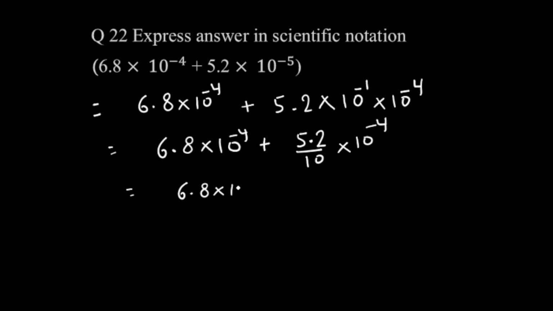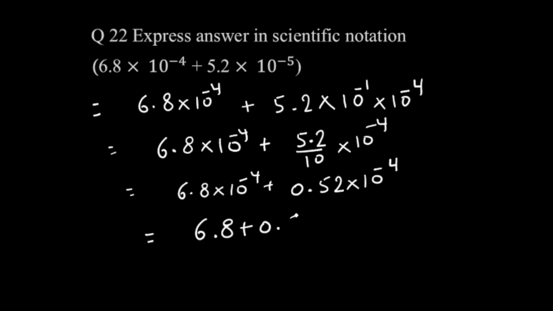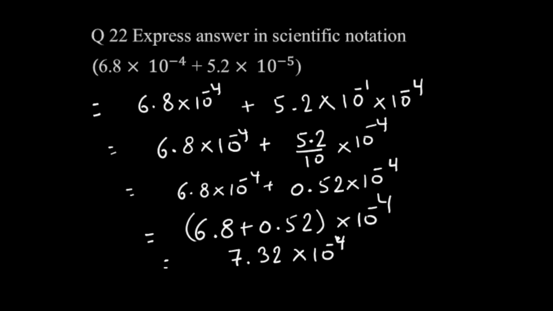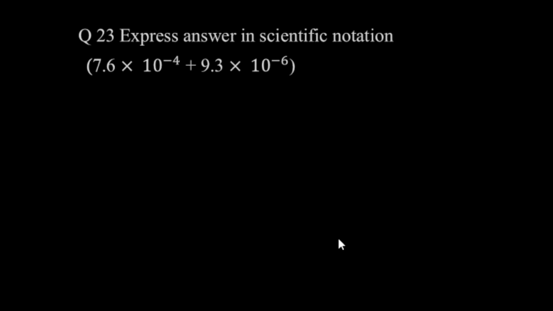6.8 multiply 10 to the power minus 4 plus 5.2 divided by 10, 0.52 multiply 10 to the power minus 4. 6.8 plus 0.52 multiply 10 to the power minus 4. 6.8 plus 0.52 is 7.32 multiply 10 to the power minus 4. Now move to the next question.